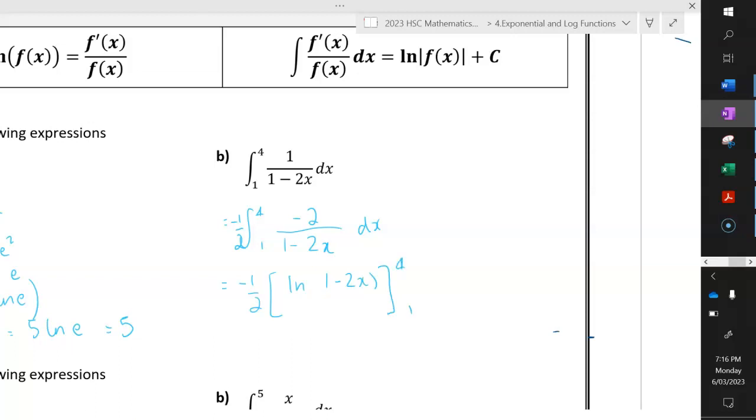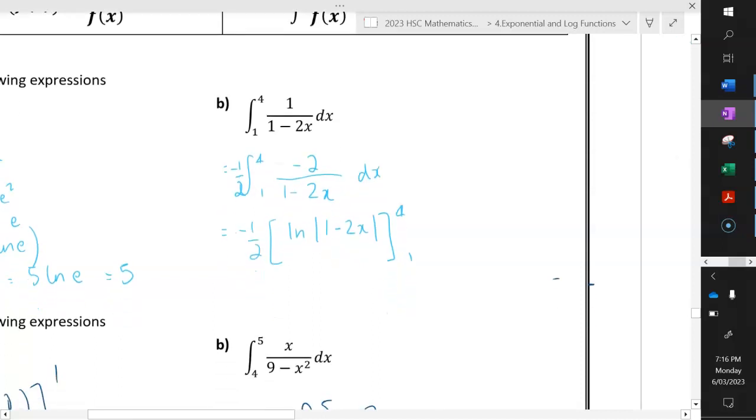Now I'm going to change those little lines there to an absolute value, because in this case, when I pop my values in, I'm going to get a negative in there, and so my absolute value is going to be necessary. So minus a half, I'm going to have log of, in the first case, the absolute value of 1 minus 8, minus log of the absolute value, popping 1 in, 1 minus 2, which is minus 1.